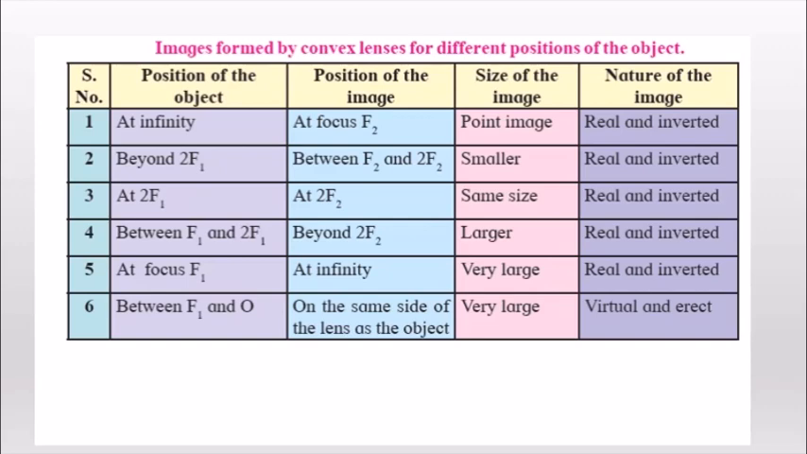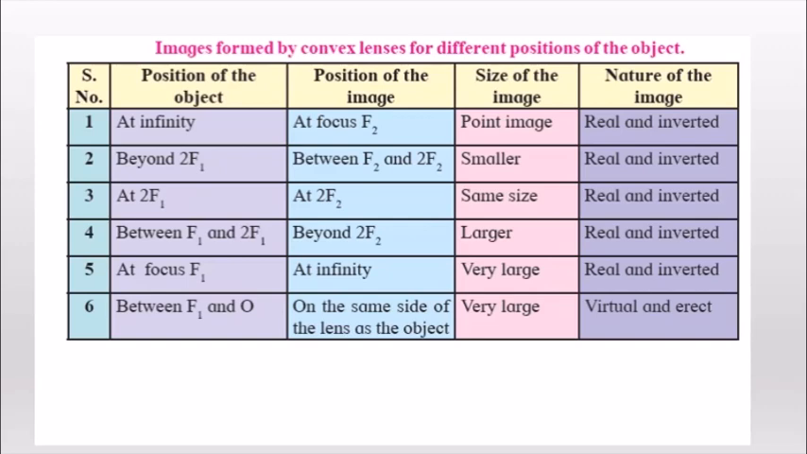Next, when the object is kept at 2F2, the image will be formed smaller, real and inverted. Real and inverted images are formed except when we keep the object between F1 and O. Then a very large, virtual and erect image is formed. The position of the image will be on the same side of the lens as the object, because of which a virtual and erect image is formed.